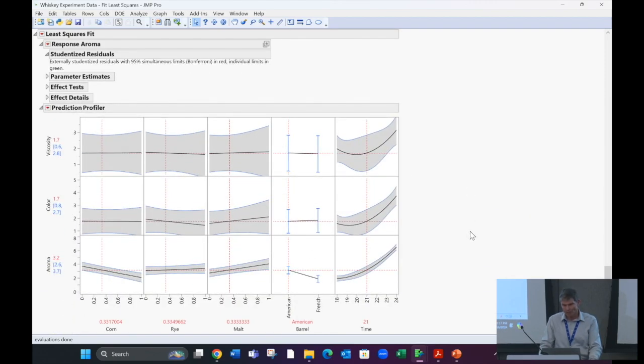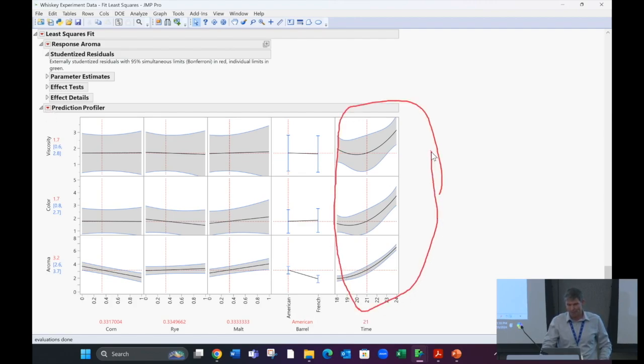So if we visualize this in the profiler, we can see viscosities on top, then color, and then the aroma here. And we can see very wide swaths, right? We've got wide swaths because we've got lots of variance, because it's the correlation that's going on there. One thing we can do is, well, what's the most important factor? Well, it kind of appears like time is pretty important, right, in terms of the steepness of that slope.